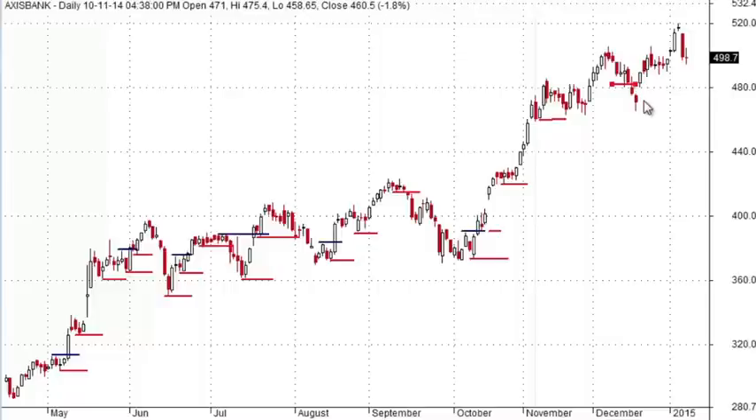You need to remember to cut your losses as soon as possible and ride your winners like we did in October from 390 all the way to 480.